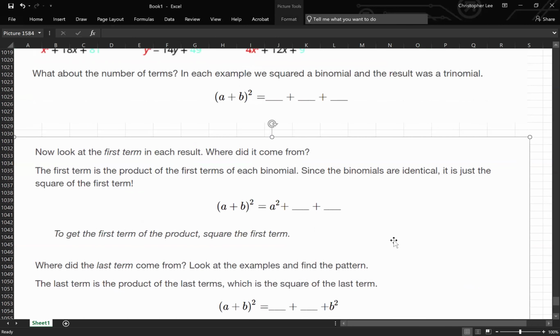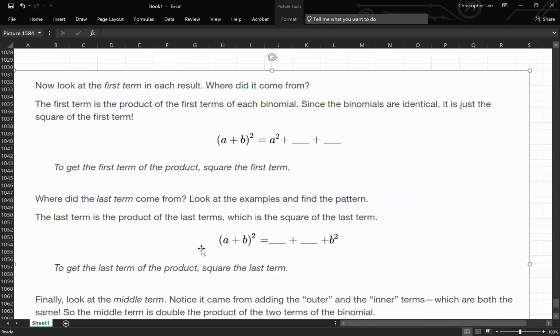So now look at the first term in each result. Where did it come from? The first term is the product of the first term of each binomial. Since the binomials are identical, it is just the square of the first term, which is a squared. To get the first term of the product, you square the first term. Where did the last term come from? Look at the examples and you find the pattern. The last term is the product of the last two terms, which is the square of the last term. So a plus b squared is just a squared plus something plus b squared.